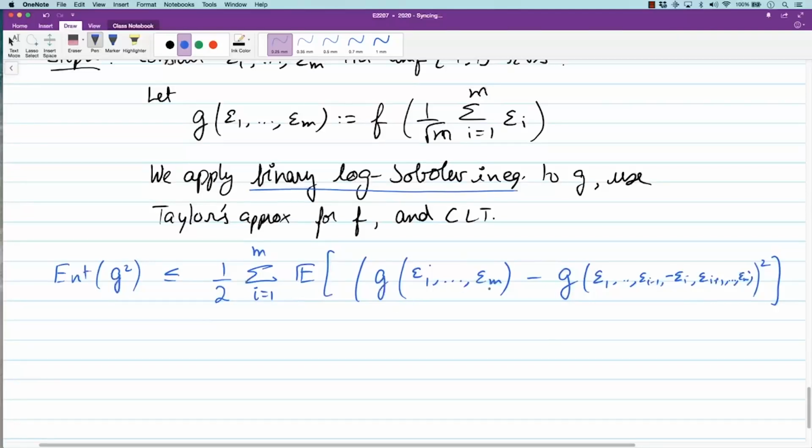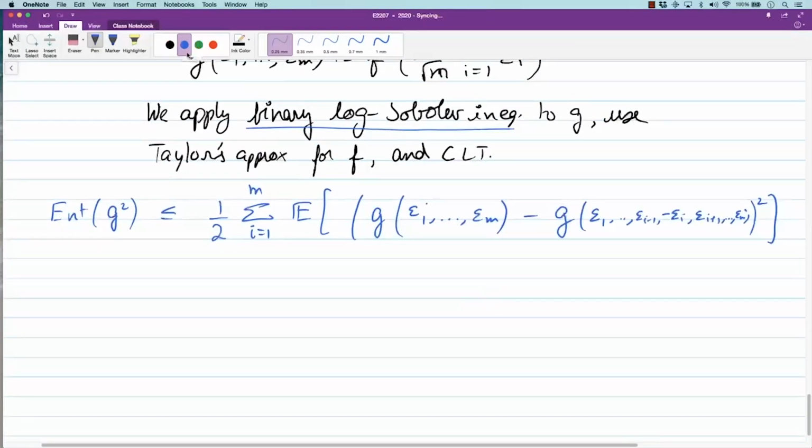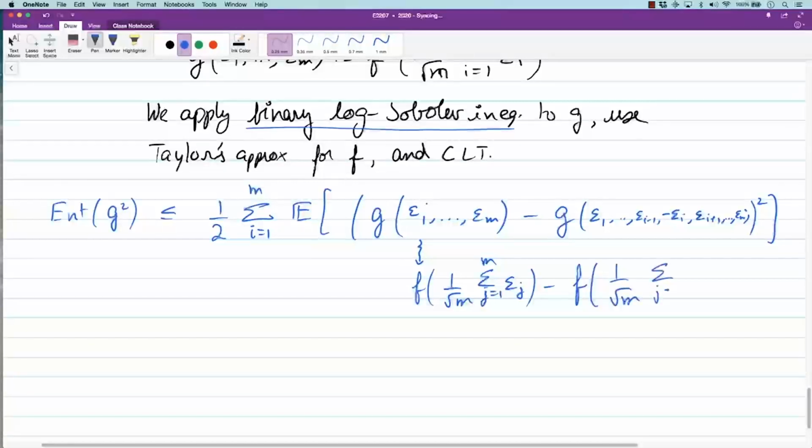So we can expand it. We can do a Taylor series approximation around this point. If you look at these terms, this term here is f of 1 by root m summation i equal to 1 to m epsilon i. When we were proving the Gaussian Poincare inequality, we didn't have this form. There was some deviation from both of them, and therefore we had to assume second order boundedness. But here I think we don't need to assume that. We don't have to assume that the second order derivative is bounded.